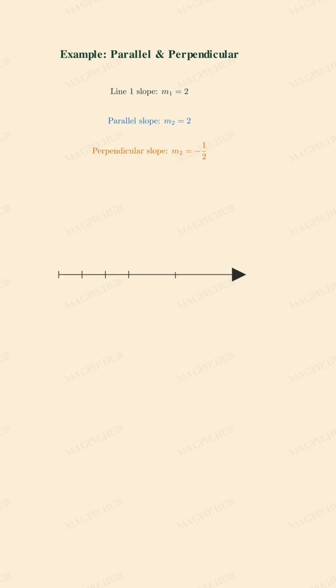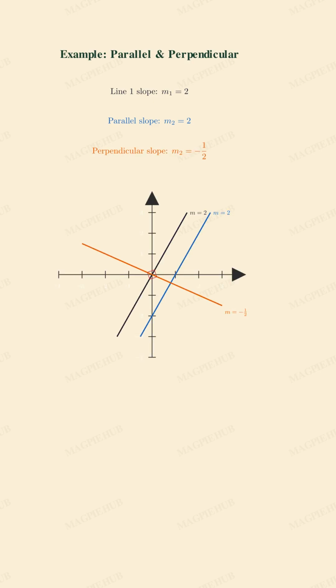Example, line 1 has slope 2. A line parallel to it also has slope 2. A line perpendicular to it has slope -1/2. Watch the parallel line slide, it stays the same angle. Now watch the perpendicular line, it makes a perfect right angle.